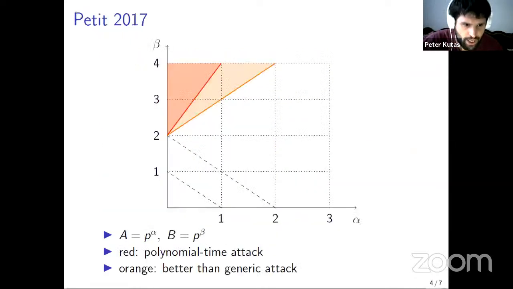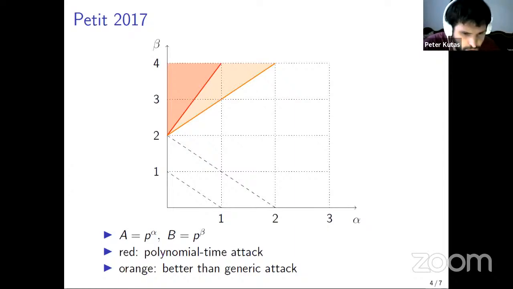So let me show you two diagrams of how this attack compares to Petit's original work. In this diagram, you have two axes, alpha and beta, where A is modeled as being equal to P to the alpha and B is modeled as P to the beta. You want certain conditions between alpha and beta, and then you can solve the problem in polynomial time, which is represented by a red line and the red area, or just being better than generic attacks, which is represented by the orange line at the bottom.